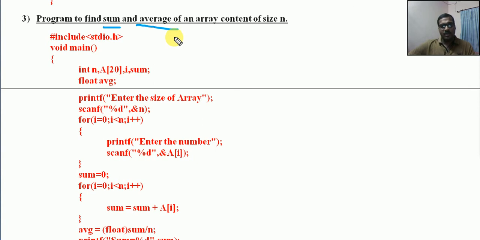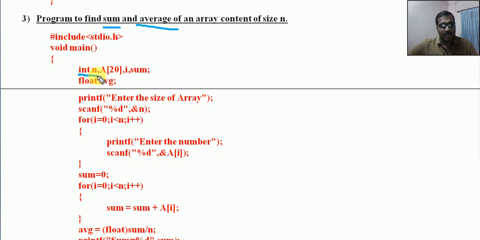And similarly for finding the average, it is very simple. If you are getting the sum value, just divide that sum by the number of elements present in the array. It will be easier if you have already understood the previous concept. The only thing is you need to find the sum of all the elements present in the array.